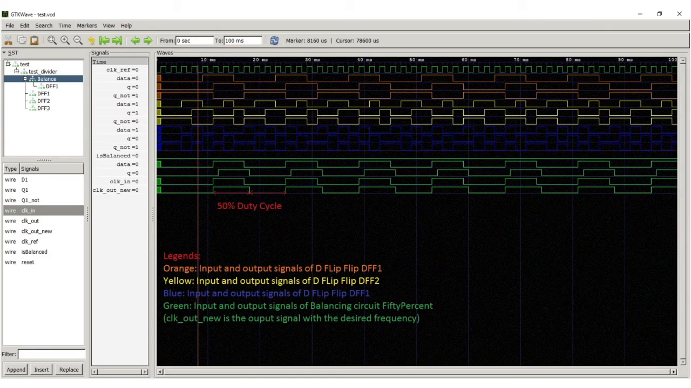We transfer the logic circuit to Verilog code, and instead of using Cadence tools, we simulated in free software called iVerilog. The top signal is the input clock and also the reference clock for the division. The orange signals are input and output of flip-flop A. The yellow signals are output and input of flip-flop B. And the blue signals are output and input of flip-flop C. Since this is a divide by 7 counter, the input and output signals of flip-flop A were fed into the 50% duty cycle circuit, and the clock out new is the final output of the circuit.